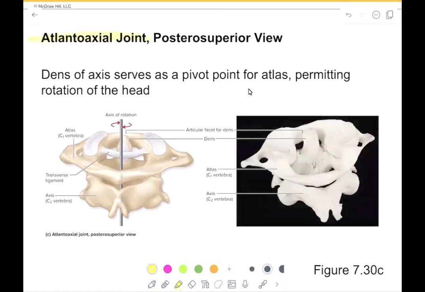atlantoaxial joint. And you haven't had joints yet, but you will coming up. And this is a unique pivot joint because that describes the exact motion. It allows for rotation of the head. So again, to shake your head no.